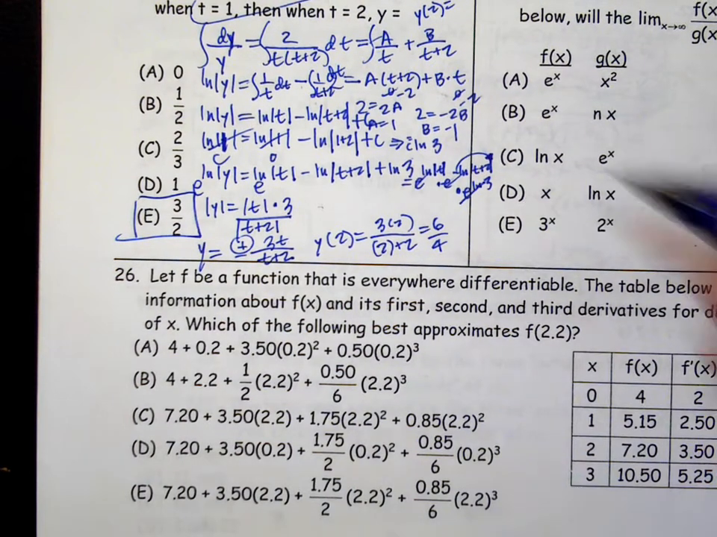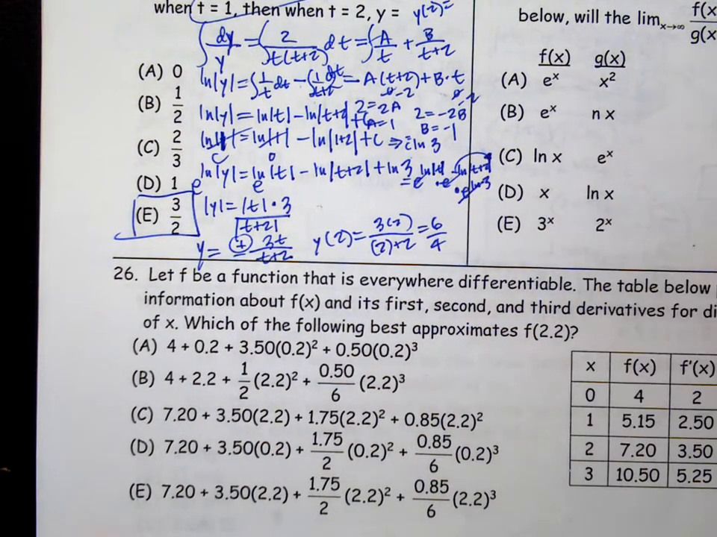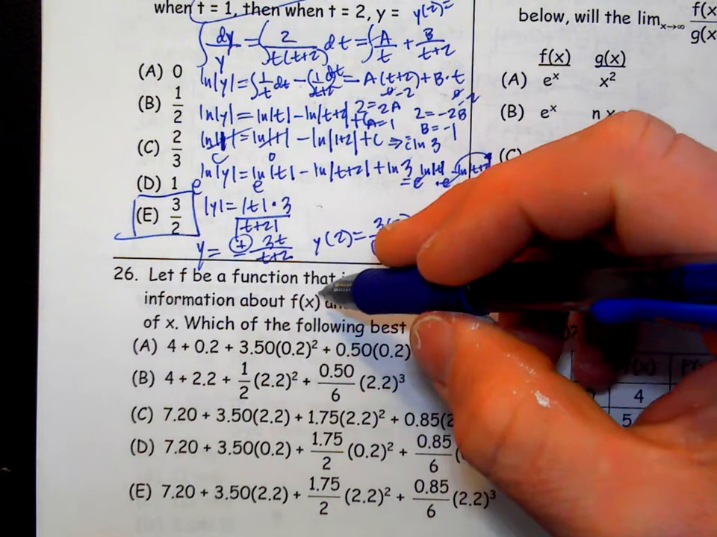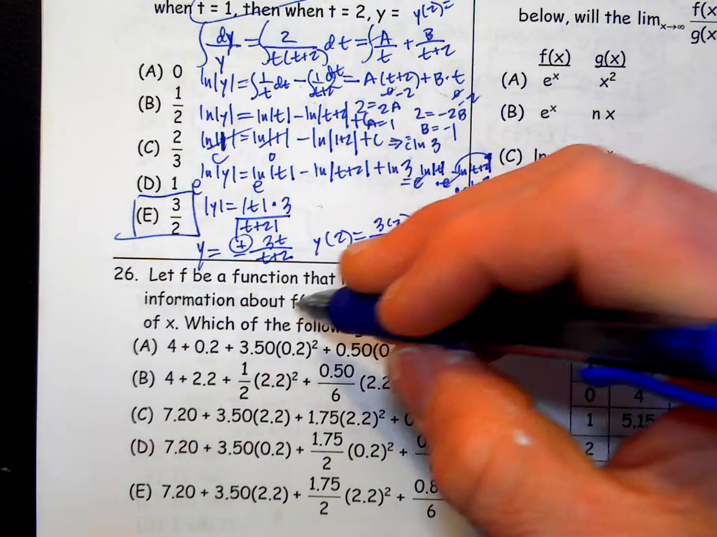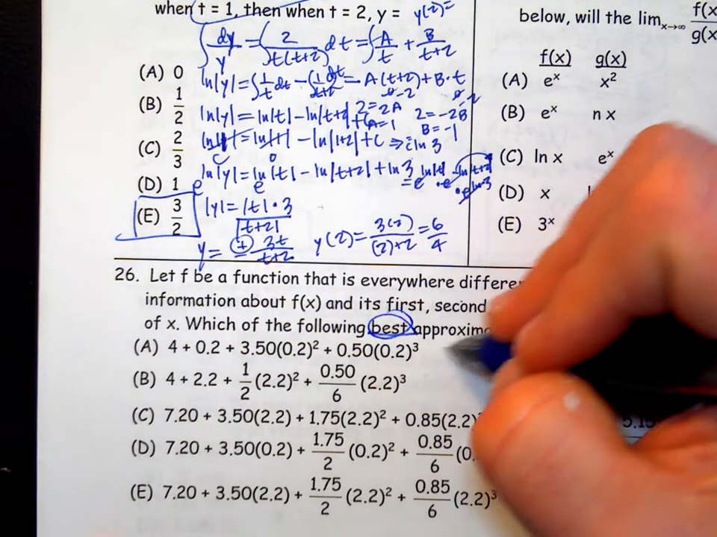All right, 26. Let f be a function that is everywhere differentiable. The table below provides information about f of x and its first, second, third derivatives for different values of x. Which of the following best approximates f of 2.2?